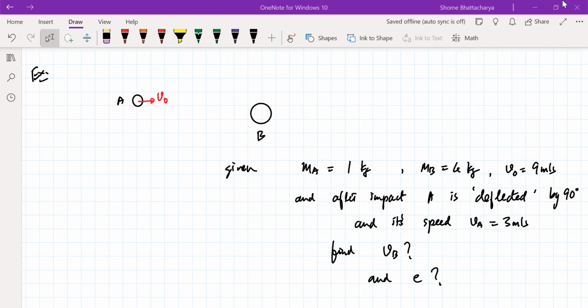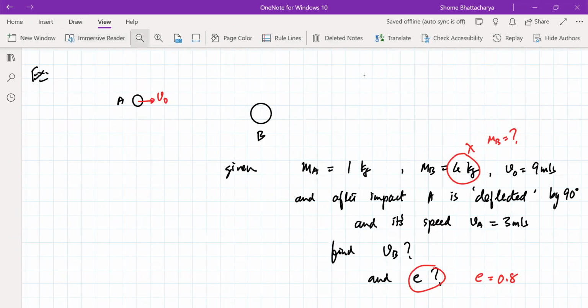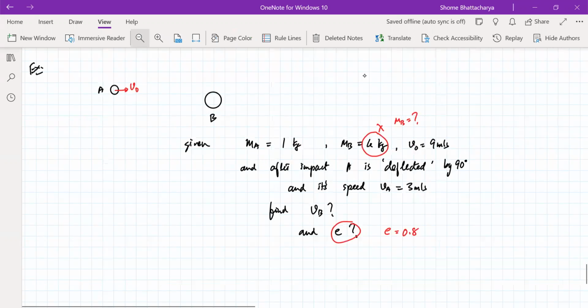So instead, what we'll do is we will keep the mass of B unknown. We will say that we don't know what the mass is. We'll say MB is unknown, but instead the coefficient of restitution is known. E is, let us say, 0.8. So now we'll ask ourselves, if this situation is giving us a coefficient of restitution of 0.8, what does that mean about the mass of B? So that's another way we can do this question.